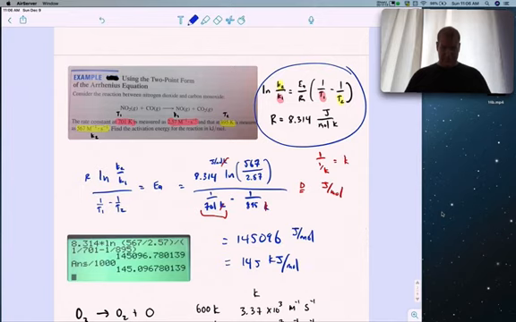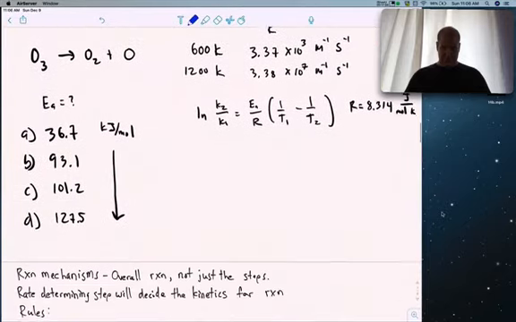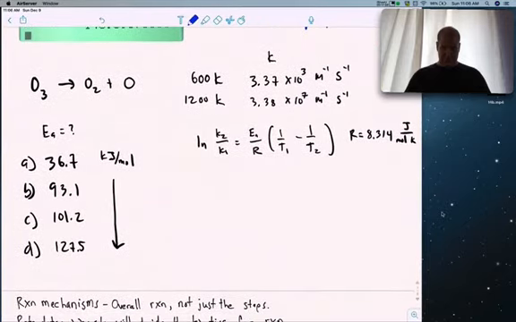Okay, so putting these numbers in the calculator, we get 145,096 joules per mole, and it's asking for the activation energy in kilojoules per mole, and then 3 sig figs, so 145 kilojoules per mole. So why don't you try it for this one? Go ahead and pause the video and I will set it up for you to check the answer.